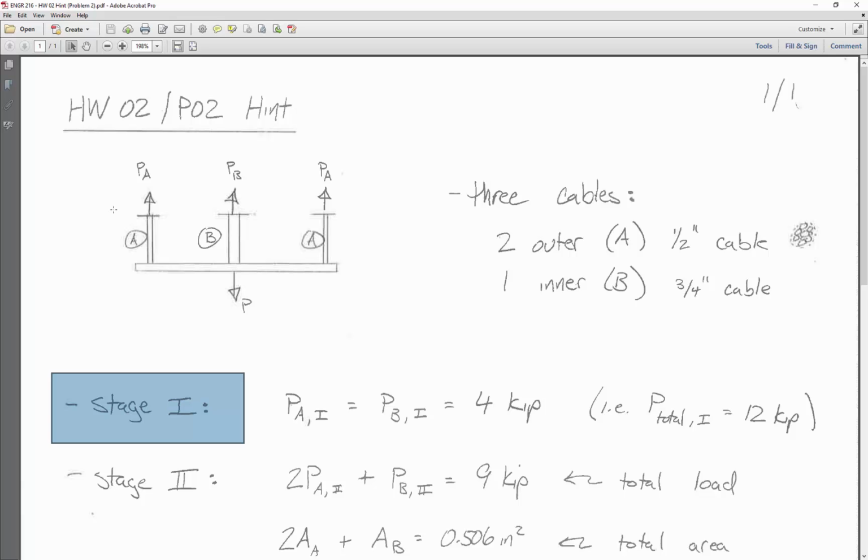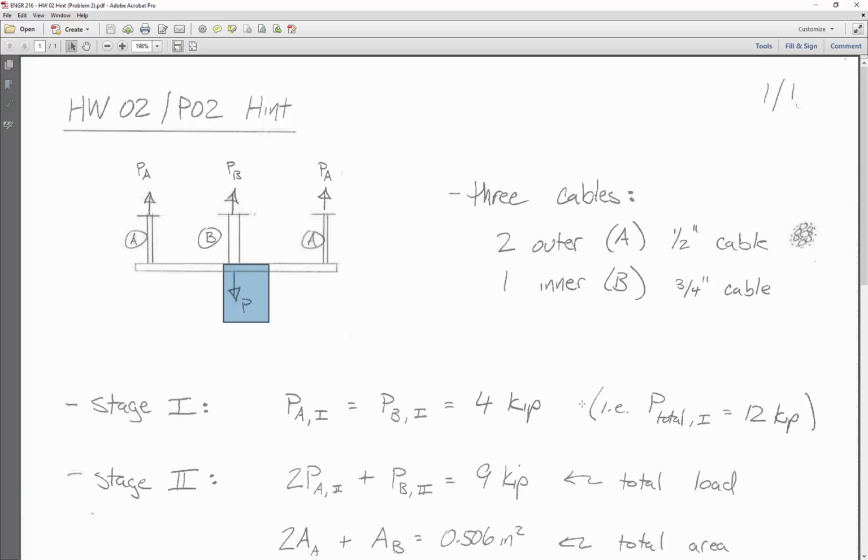So if I wanted to express the force in bar A and the force in bar B, P sub A and P sub B, I'd say that was 4 kips. So at stage 1, at the very beginning, each bar is equally loaded, so each bar contains 4 kips. Okay, that's stage 1. Stage 2 states that an additional 9 kips is placed on the system.